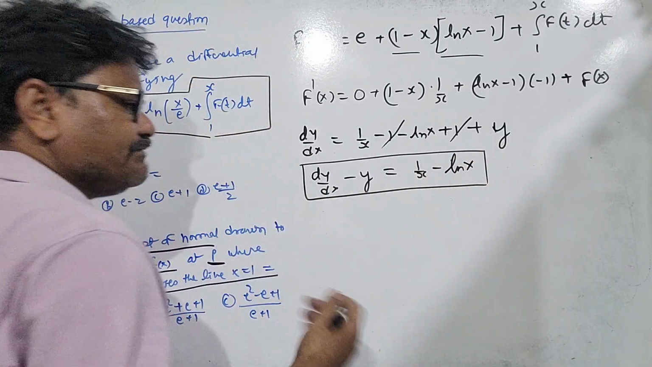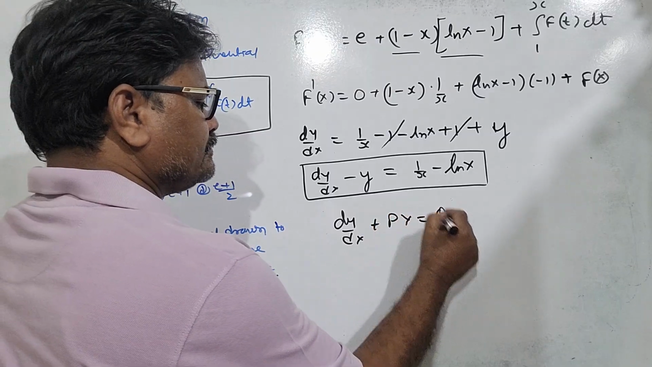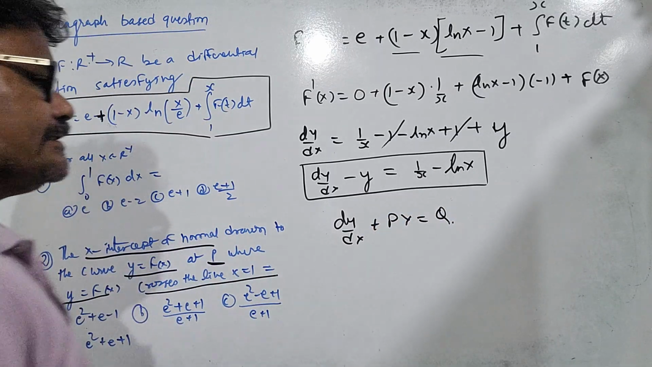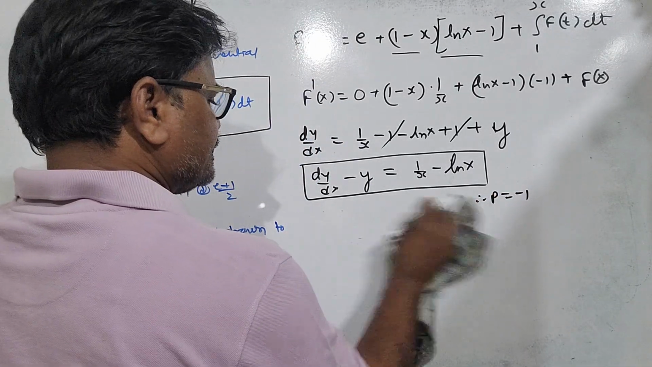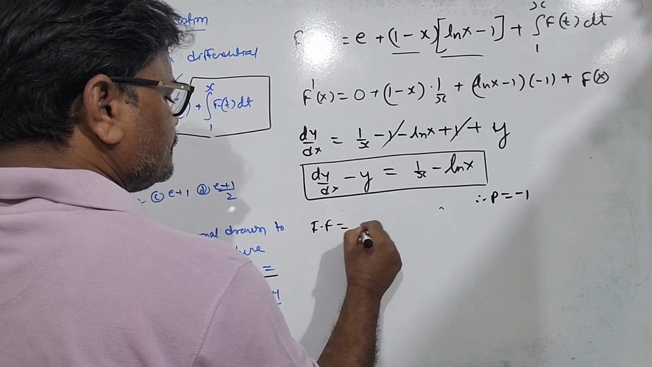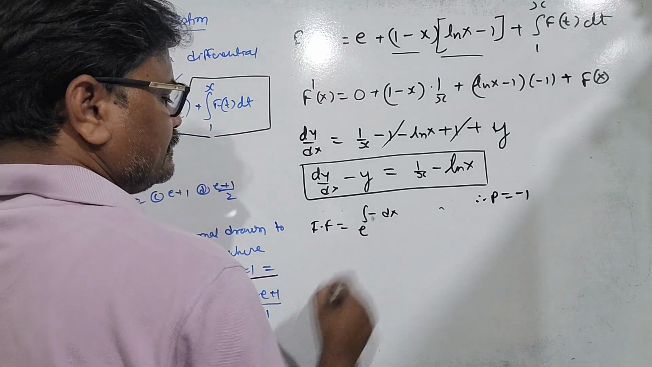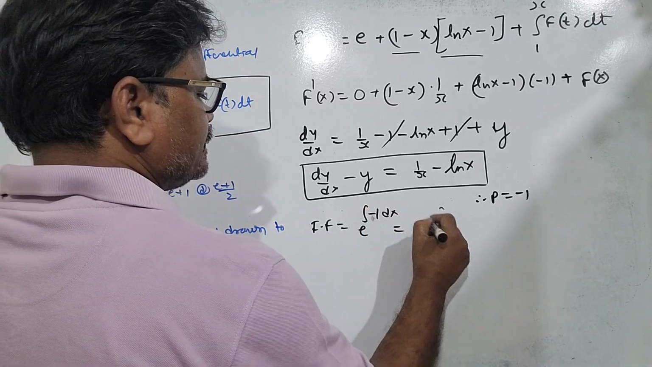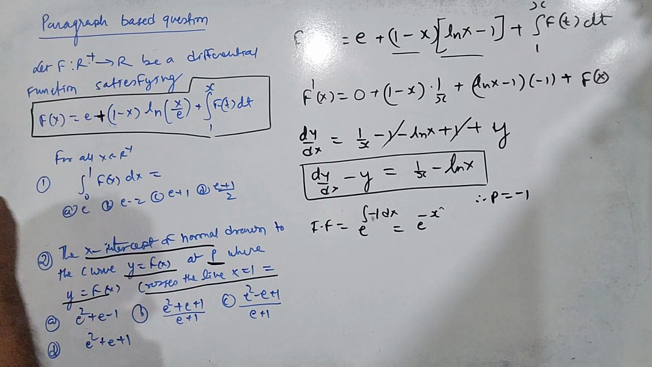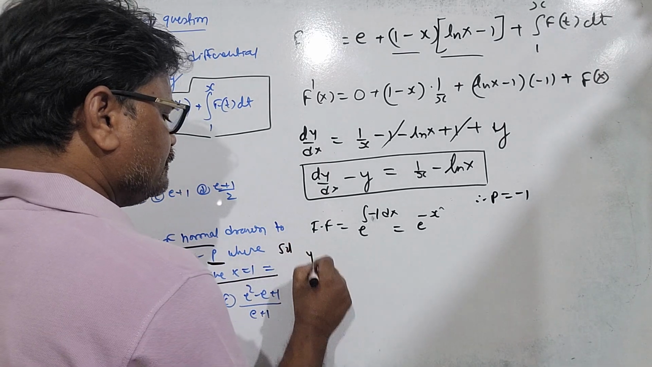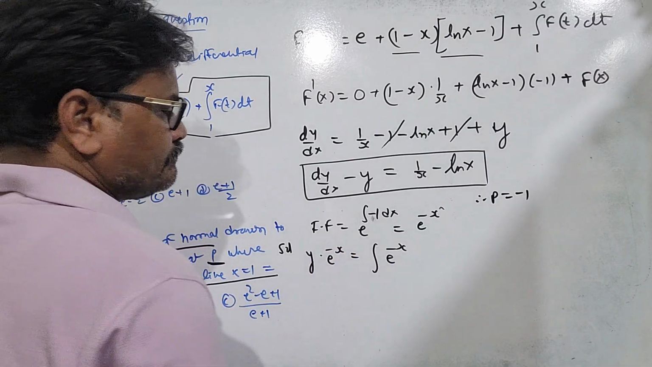Now you have come to a differential equation of the form dy by dx plus p y equals q. So we have to find the integrating factor. Here p is equal to -1, correct? So the integrating factor is e to the power integration of p dx. p dx means -1 dx, that is equal to e to the power -x, correct? So this is your integrating factor. Therefore the solution is given by y into e to the power -x equals integration of e to the power -x into q.